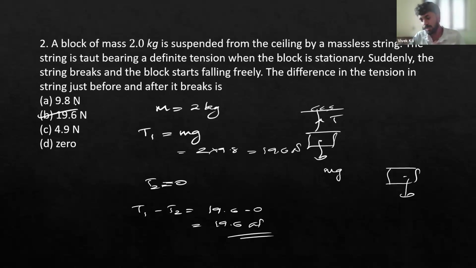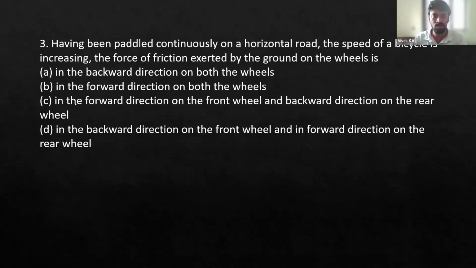Okay, so this is actually a very simple question. It's basically how you determine the value of forces and how you determine the free body diagram and then represent the question. Now moving on to the next question, which we can analyze theoretically. Having been paddled continuously on a horizontal road, the speed of a bicycle is increasing. The force of friction exerted by the ground on the wheel is? See, the bicycle is accelerating.